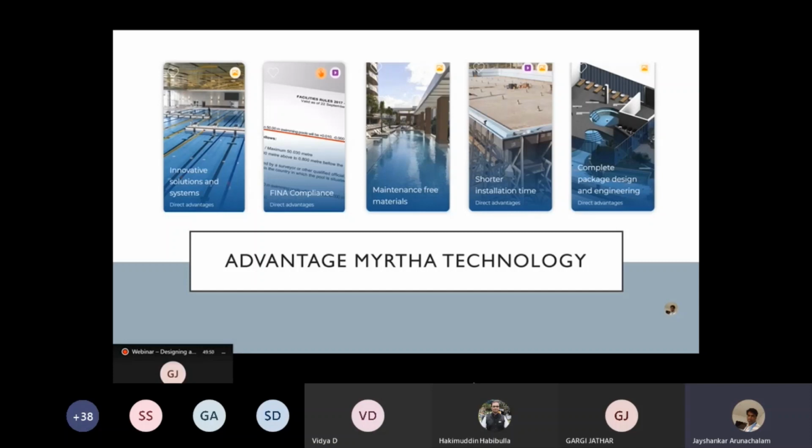Materials. Even the materials we use are largely maintenance free, but we also take care that they serve the function for which they have been deployed, to deliver the desired function. Above all, which we have not covered in this slide, MYRTHA technology can be used where the site location or site conditions are challenging, like an elevated pool or a pool in a seismic zone. So MYRTHA can be used in those kinds of situations as well, where concrete could find some challenges.